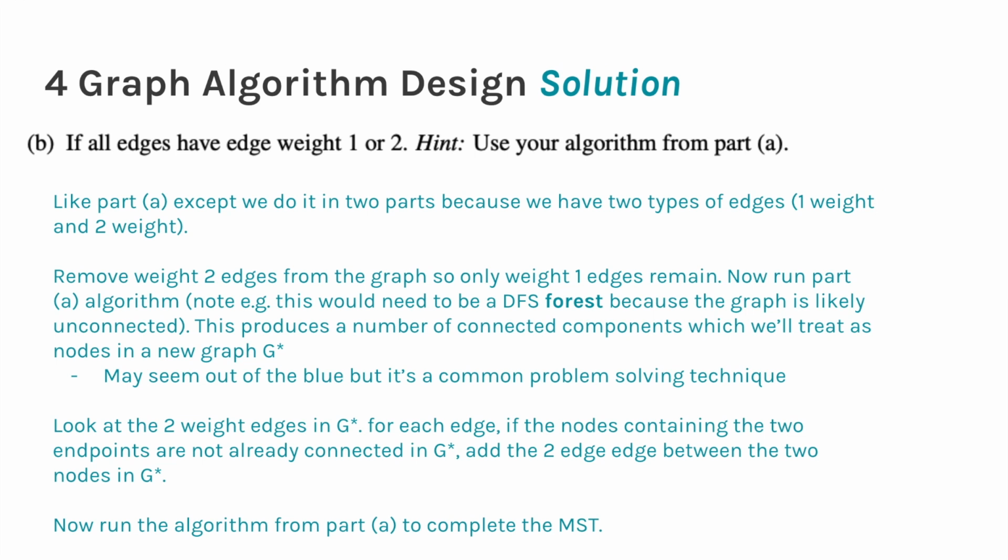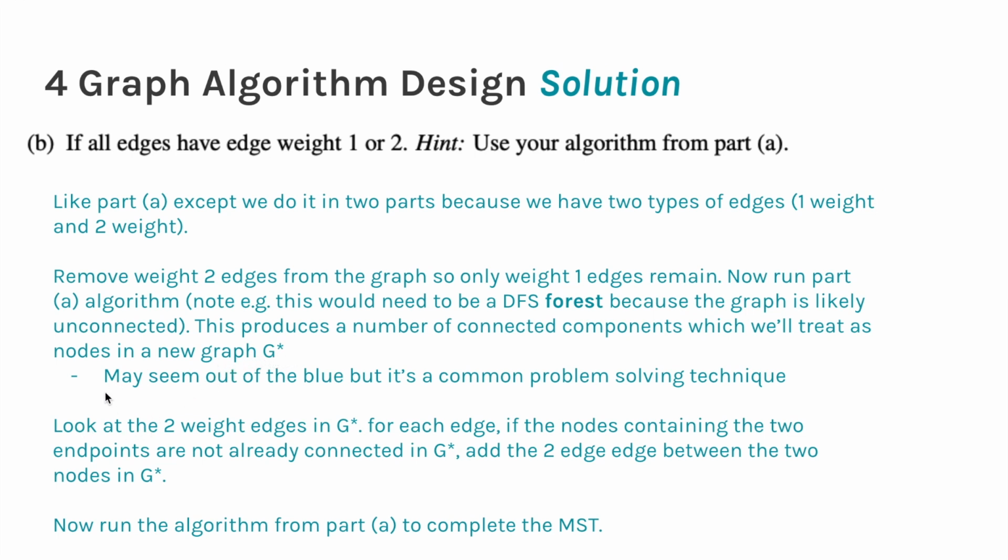Side note: when we run DFS in this case, the graph is likely unconnected, so the result is going to be a DFS forest. So you have a tree, but you may have multiple trees because the graph without weight 2 edges will be disconnected. These multiple trees produce a number of connected components, and you'll treat an entire connected component as a node in a new graph G star.